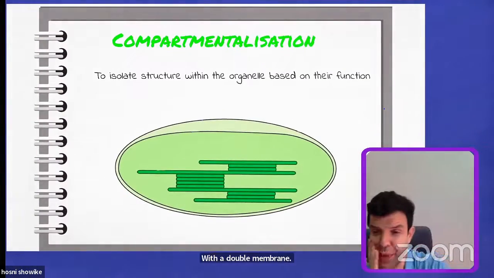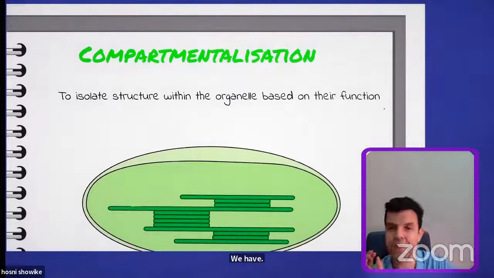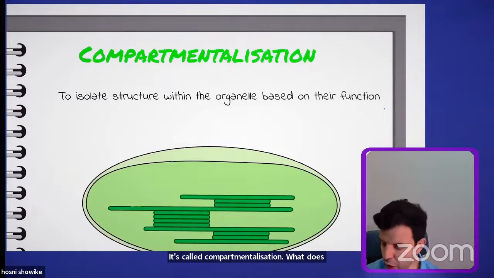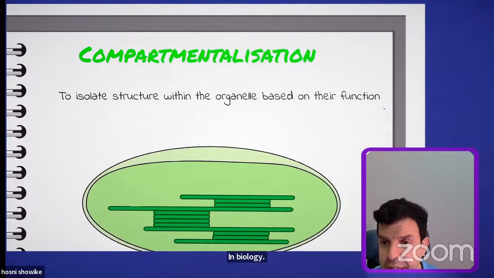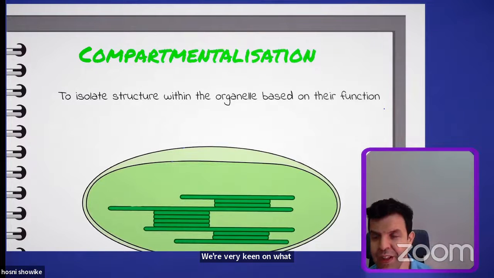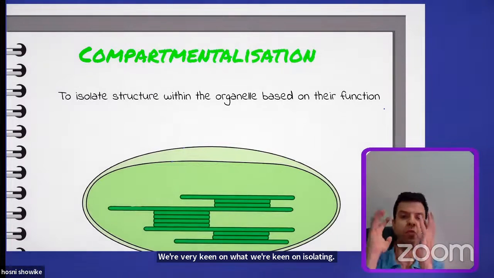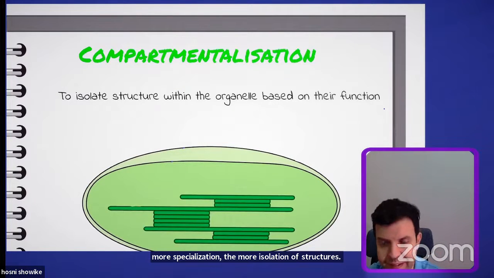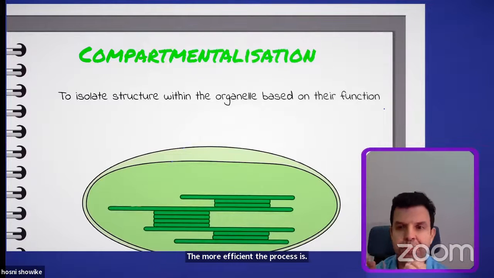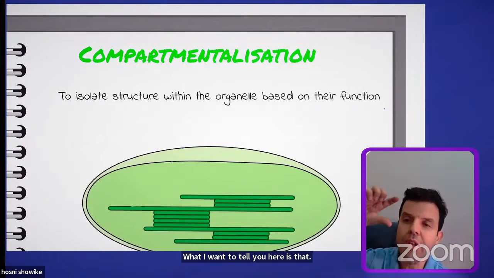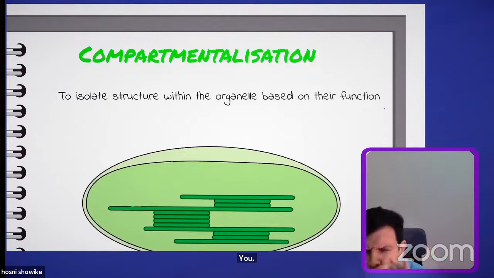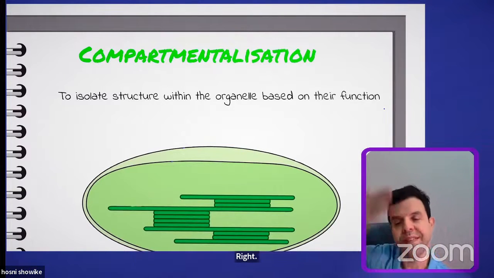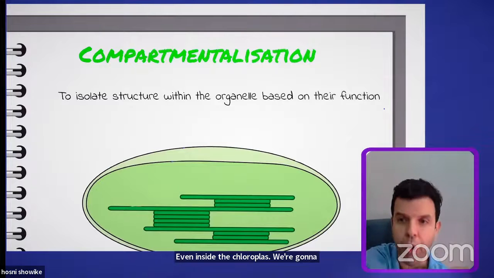We have a new word: compartmentalization. What does that mean? In biology, we're very keen on isolating structures. The more specialization, the more isolation of structures, the more efficient the process is. What I want to tell you here is that in the chloroplast, you have separate compartments. Imagine how small the chloroplast is, right? Even inside the chloroplast, we're going to subdivide it into two main compartments.